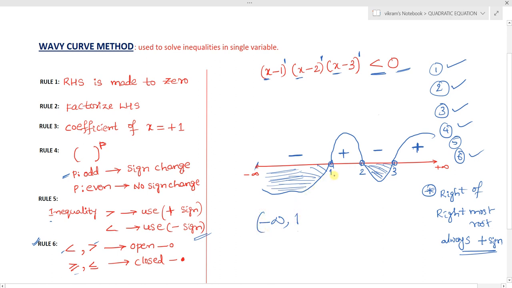Now what is the brace at 1? It is less than symbol only, okay, we represent it with the small circle. Small circle represents the open interval, minus infinity to 1, and 2 to 3, 2 is an open interval, 3 is also an open interval, 2 to 3 again it is negative, union. So these two ranges is our solution. Then we can write the solution of this inequality x minus 1 into x minus 2 into x minus 3 less than 0 as minus infinity to 1 union 2 to 3.